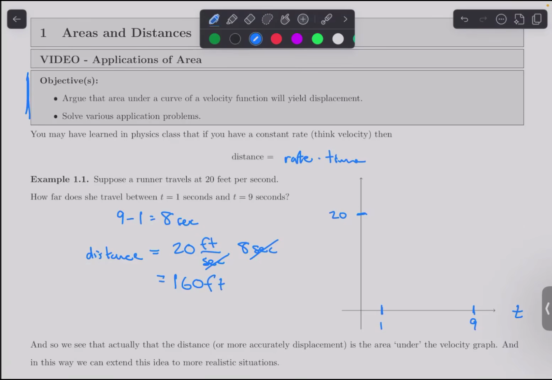And so I'd like to showcase that this actually has something to do with area under the curve. If I draw a nice constant velocity, so they are always at 20 feet per second, it would look something like this. I'll draw these dotted lines down between 1 and 9. And this right here is a rectangle. I'll shade it in. It has a height of 20.